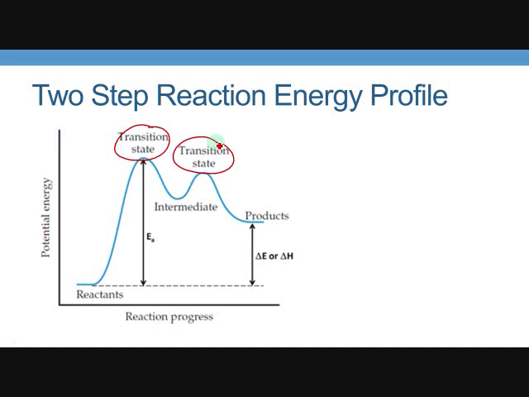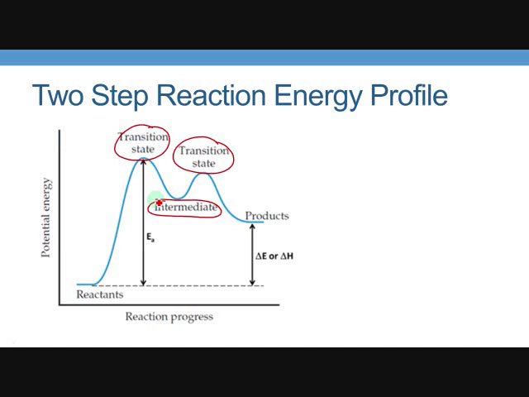Where the dip is, that is telling you your intermediate. So in addition to telling you how many steps there are, the number of dips tells you the number of intermediates there are in a series of the rate mechanism. There also can be changes for the activation energies.